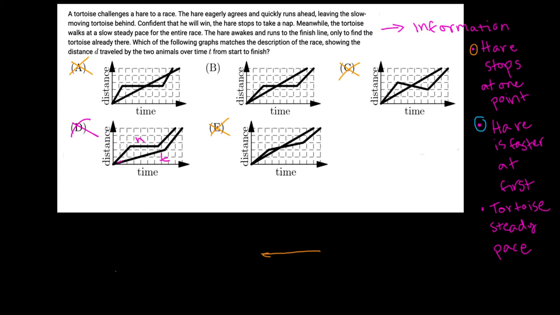Next, even though we have it narrowed down to B, I like to go back and verify. Does this match all of our data points? Well, let's see. The hare does stop at one point. Let's label our line. The hare does stop at one point. The hare is faster at first. And the tortoise moves at a steady pace. So in this AMC 8 test, we would circle B.